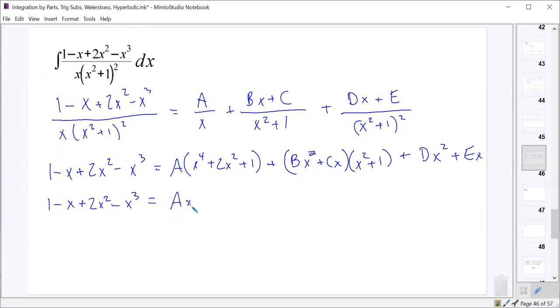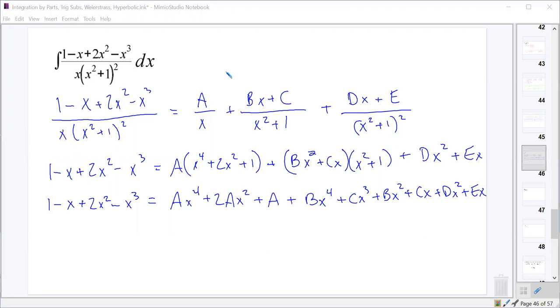And we should get an ax to the fourth plus 2ax squared plus an a. And then this one is a little bit messier. This is a plus bx to the fourth plus cx cubed plus bx squared plus cx plus your dx squared plus your ex. Nick, I wouldn't multiply it by (x squared plus 1) to the third because I only have (x squared plus 1) to the second power. I got to get a common denominator. Hopefully you didn't write that down as (x squared plus 1) to the third power on yours. I know I was talking about it, but good, Nick, or no?